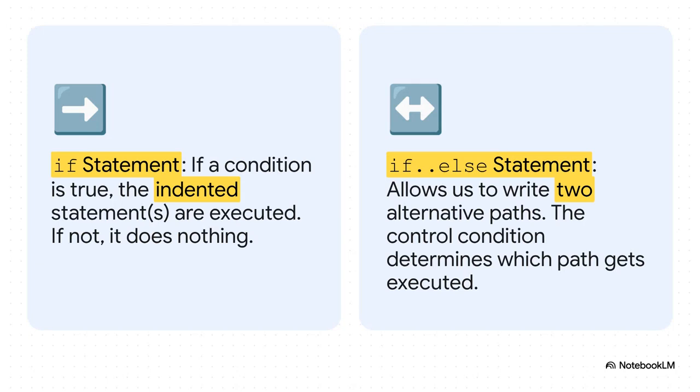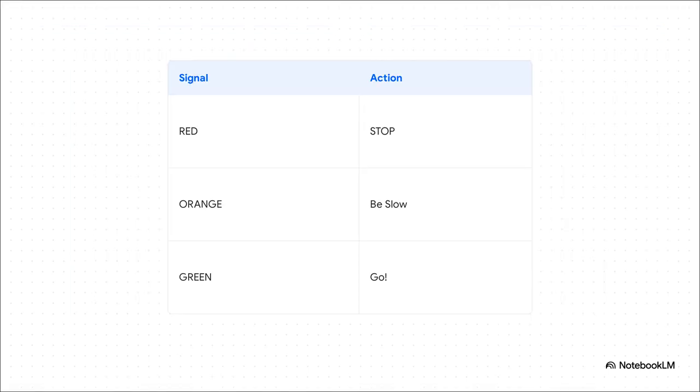So the key is how we make that choice. A simple if statement is like asking, hey, is the user over 18? If the answer is yes, great, they can vote. If not, the program just moves on. But if-else gives you that alternative path. If they are over 18, they vote. Else, we can show a message saying, sorry, you're not eligible yet. It handles both possibilities. But what about when there are more than two options?